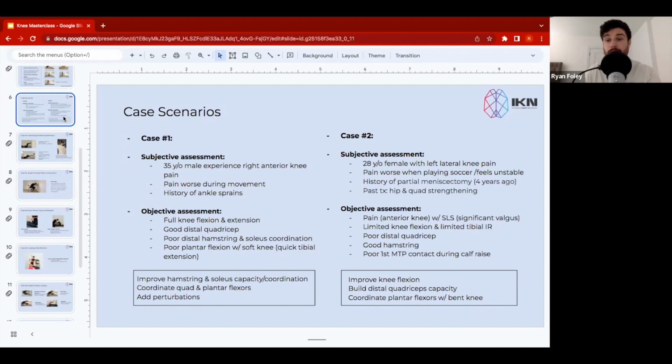Case number 2, we have a 28-year-old female with left lateral knee pain. So we could be considering not just the PFJ here, but also the lateral knee and the TFJ, the tibiofemoral joint. The pain is worse when playing soccer. The knee generally feels unstable, but she has a history of a partial meniscectomy 4 years ago. Okay, she did go through rehabilitation. Rehabilitation really focused on a lot of hip and quad strengthening, but again, her distal quadricep was still very poor.